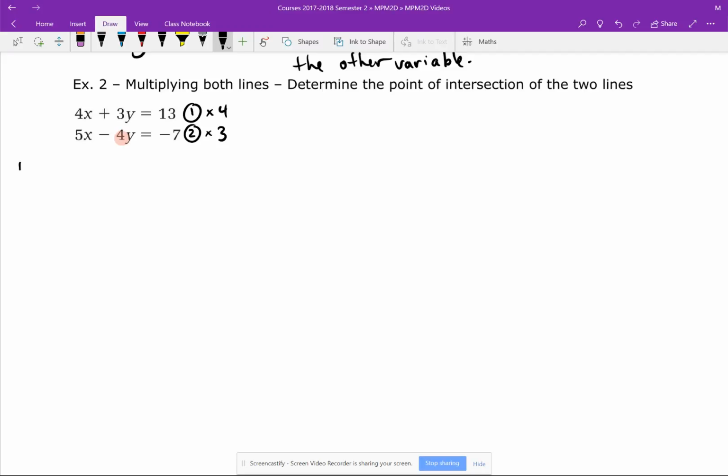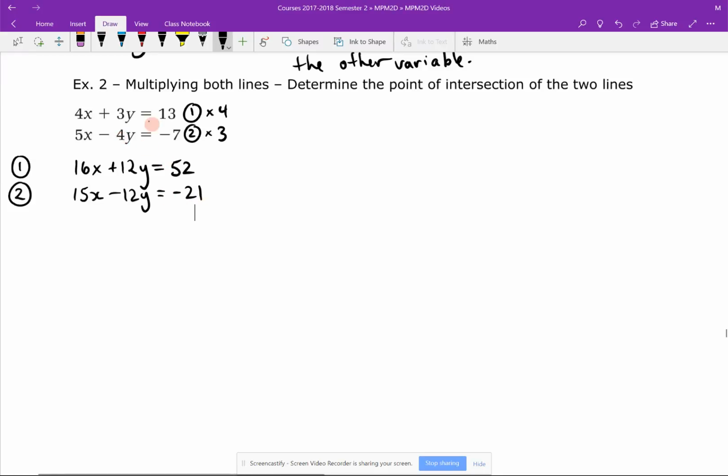So let's do that. So equation number 1. If I multiply it by 4, then 4x becomes 4 times 4, which is 16x. 3 times 4 is 12y equals 13 times 4. So be careful with this one. This is 52. And there's my first equation. My second equation, I'm going to multiply it by 3. So 5 times 3 is 15, so 15x. 4 times 3 is 12. So minus 12y equals negative 7 times 3, which is negative 21.